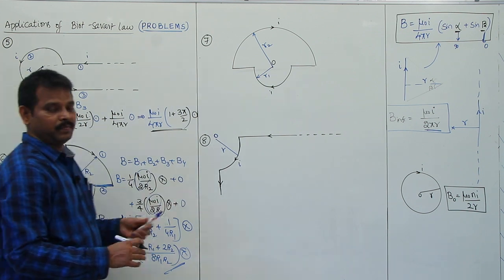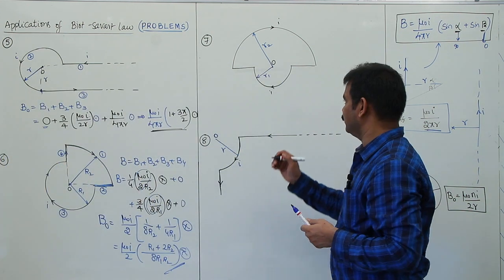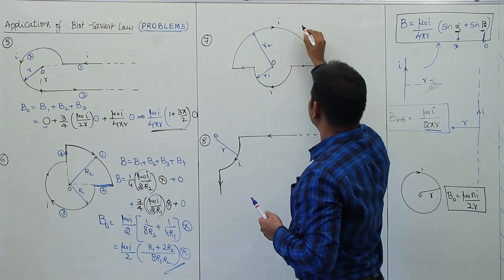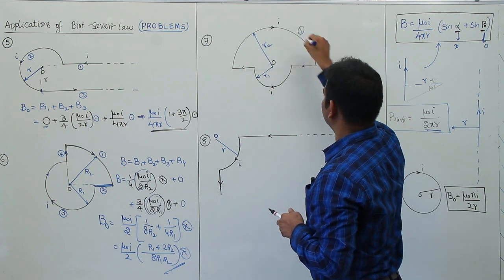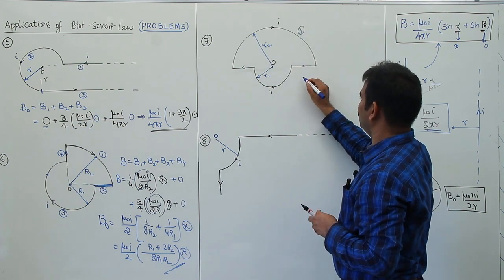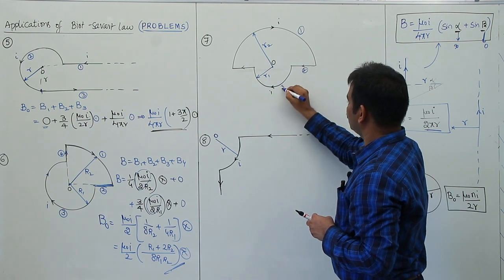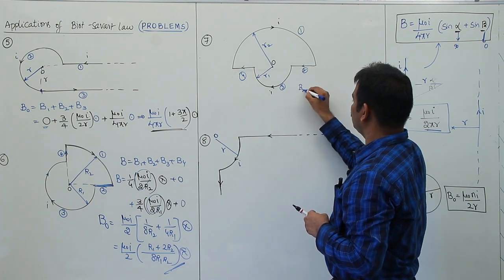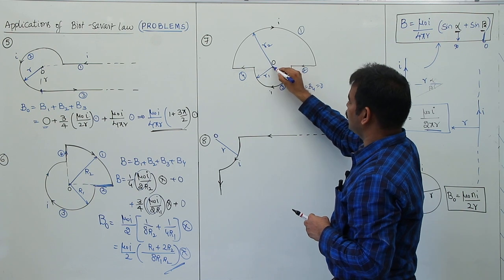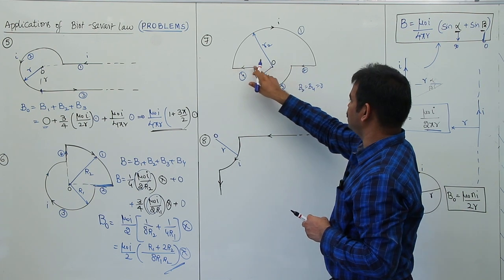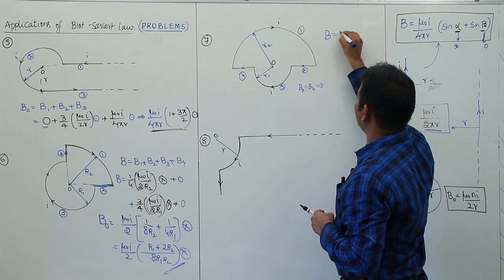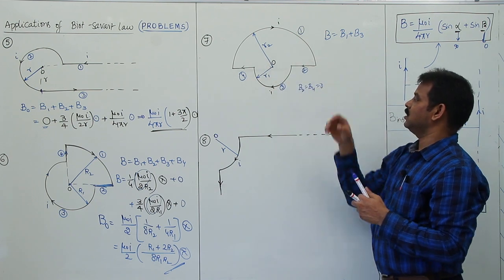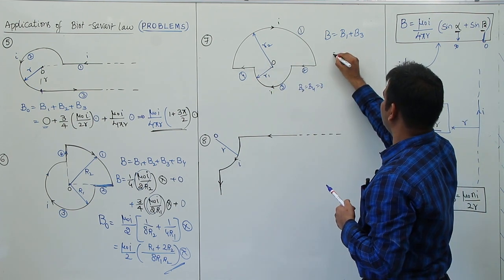Now, seventh problem. Here we have a similar diagram. Let the current be flowing in the clockwise direction. This is the first portion, a semicircular wire, then the second portion, third portion, fourth portion. After solving these, we can say B2 is equal to B4 is equal to 0, because the point where we are finding the magnetic field lies on the axis of these. So the total magnetic field is directly B1 plus B3 only, because B1 is one semicircle and B3 is another semicircle.